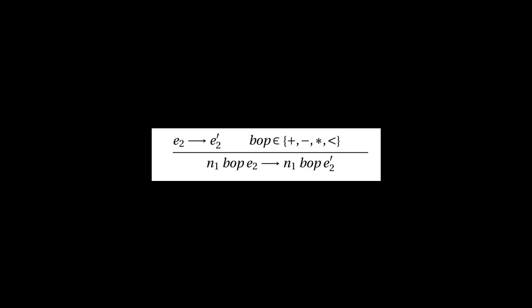This rule concludes that when you have an expression in the form of a number n, a binary operator bop, and then an expression e2, the next step taken is to evaluate the expression e2 to e2 prime, as seen here. To reach this conclusion, we define the premises above the line. We begin with a judgment that says expression e2 evaluates to e2 prime. The next judgment says there exists a binary operator bop in the set plus, minus, times, and less than.